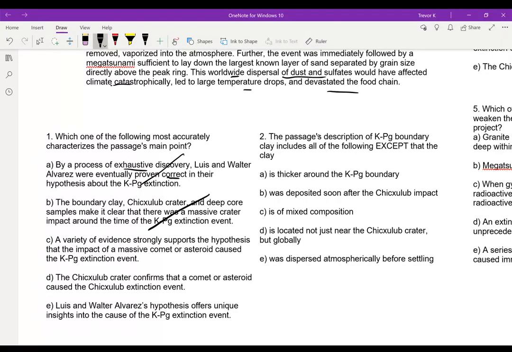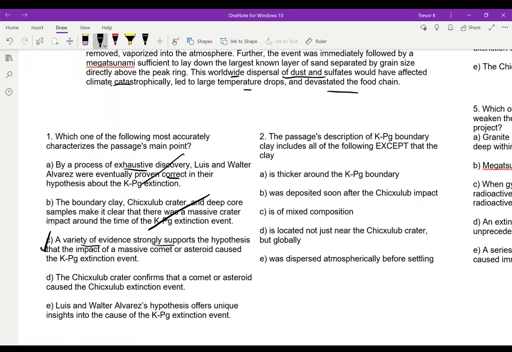A variety of evidence strongly supports the hypothesis that the impact of a massive comet or asteroid caused the KPG extinction event. It's actually pretty good, right? We want to support the hypothesis. We can't say it was correct, but saying strongly supports is pretty good. And we do have a variety of evidence. So I like that one.